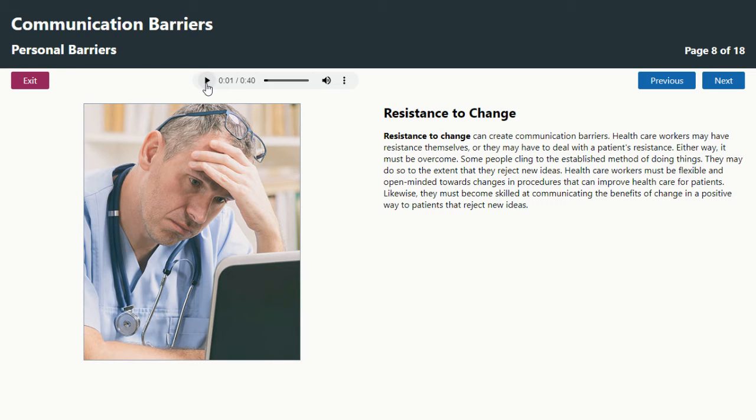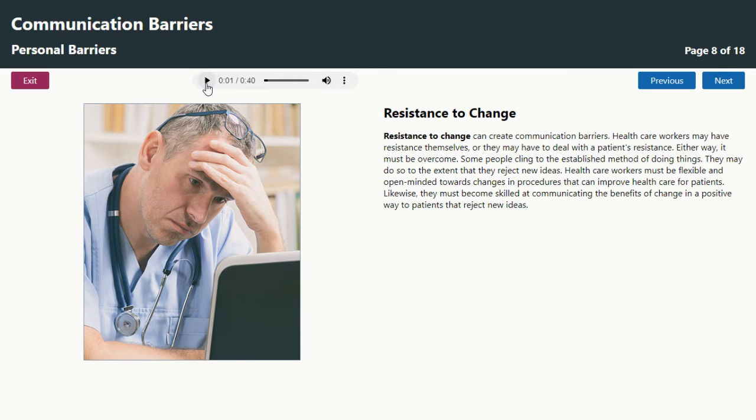Resistance to change can create a communication barrier. Healthcare workers may have resistance themselves, or they may have to deal with a patient's resistance. Either way, it must be overcome. Some people cling to the established method of doing things. They may do so to the extent that they reject new ideas. Healthcare workers must be flexible and open minded towards changes and procedures that can improve healthcare for patients. Likewise, they must become skilled at communicating the benefit of change in a positive way to patients that reject new ideas.